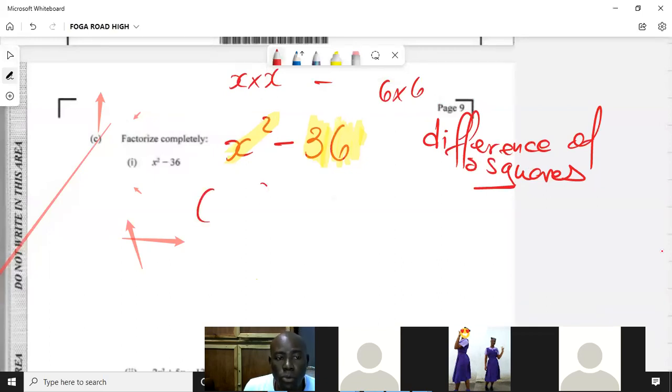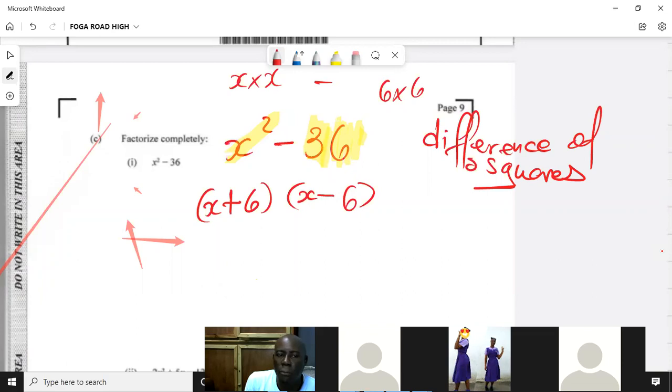You open 2 brackets when you have this type. All you're going to put is the square root in it. What is the square root of x squared? x. And since the x was in front, you have to put it in front 2 times. What is the square root of 36? It is 6. And you put 6. And then you can put a plus and then a minus.